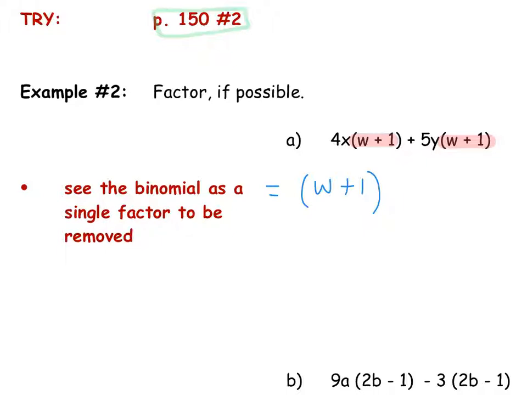And so now I need to write out, well, what's left over after I pull that out? Well, if I pull out the w plus 1, the only thing that's left in this first term is 4x. And if I pull out w plus 1 in my second term, the only thing that's left is the positive 5y. So now I have factored this, and I'm done. That is it. Let's look at the next example.